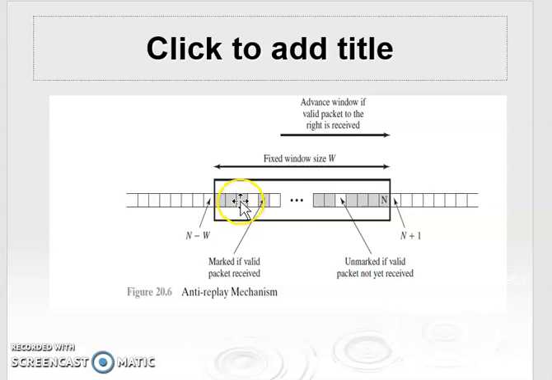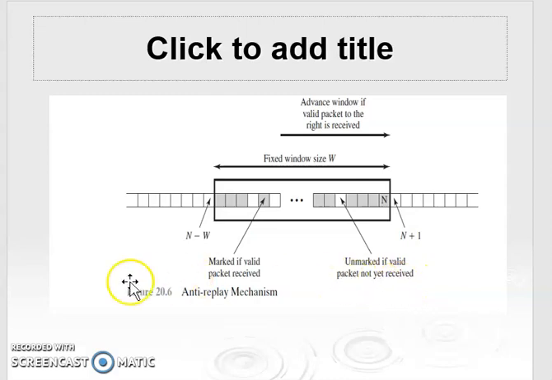Similarly, if the packet is to the right of the window and it is new, again the MAC is checked, the packet is authenticated, the window is advanced, and the sequence number becomes the right edge of the window. The corresponding slot in the window will be marked again. Now, if the packet is to the left of the window, or if the authentication fails, then the packet will be discarded. So it will be unmarked if a valid packet is not received.